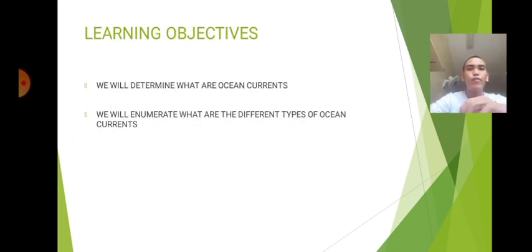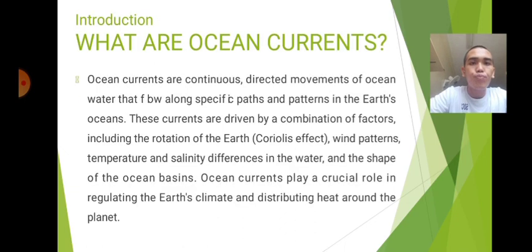Next are the learning objectives. We will determine what ocean currents are, and we will enumerate and discover the different types of ocean currents. Next, the introduction: what are ocean currents?